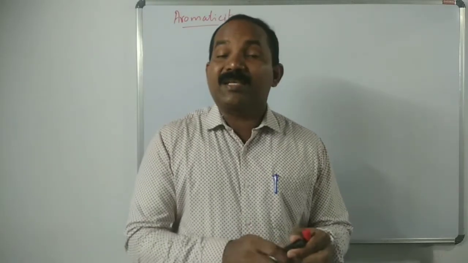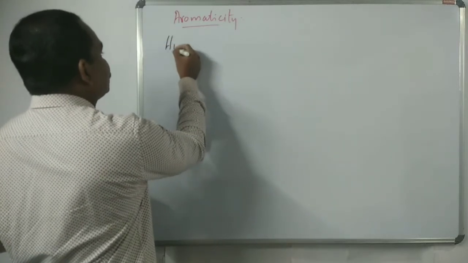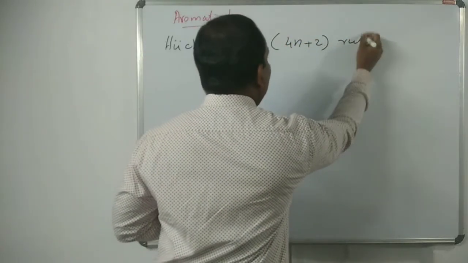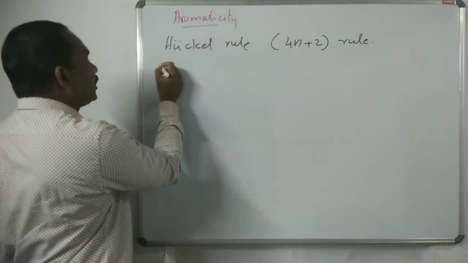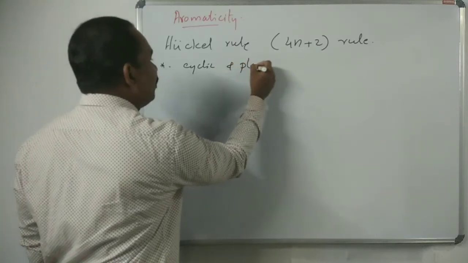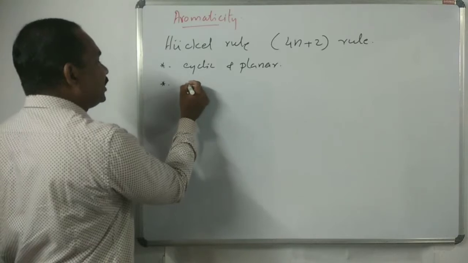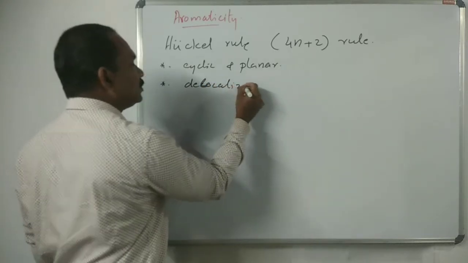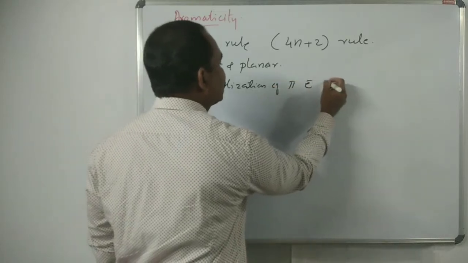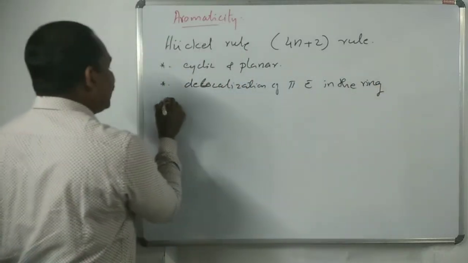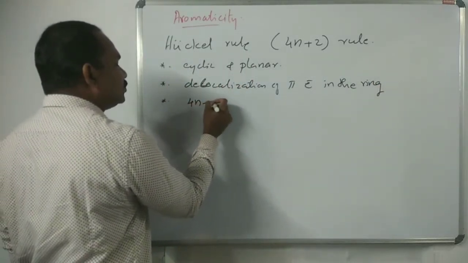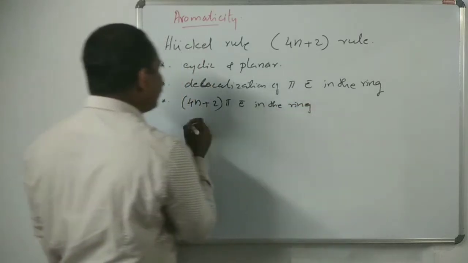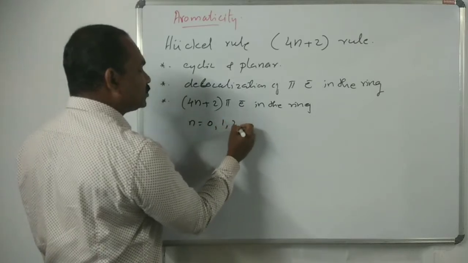Let's discuss some examples. Huckel's rule is also known as the 4n plus 2 rule. First important point: the compound is cyclic and planar. It's very important. The second point is delocalization of pi electrons in the ring. And the third important point is 4n plus 2 pi electrons in the ring, where n is equal to 0, 1, 2, 3, etc.